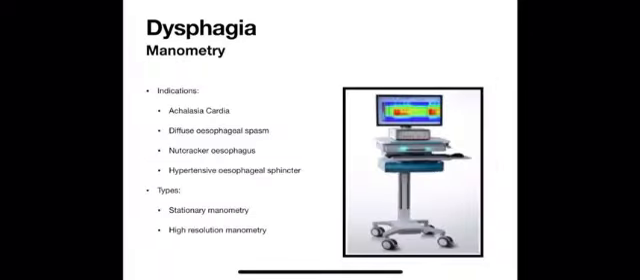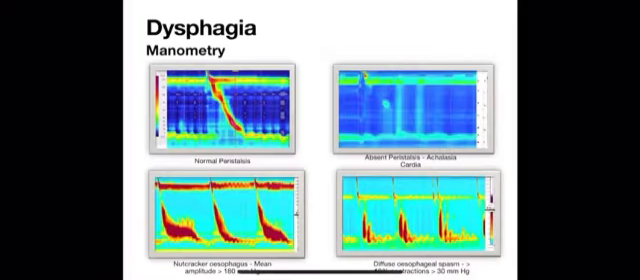Moving on to manometry. The various indications for manometry include achalasia cardia, diffuse esophageal spasm, nutcracker esophagus, hypertensive esophageal sphincter, and it might be of two types, stationary manometry or a high resolution manometry. The first diagram shows a normal peristalsis of the esophagus. The second shows a manometric reading of a patient with achalasia cardia, wherein there is absence of any peristalsis at all.